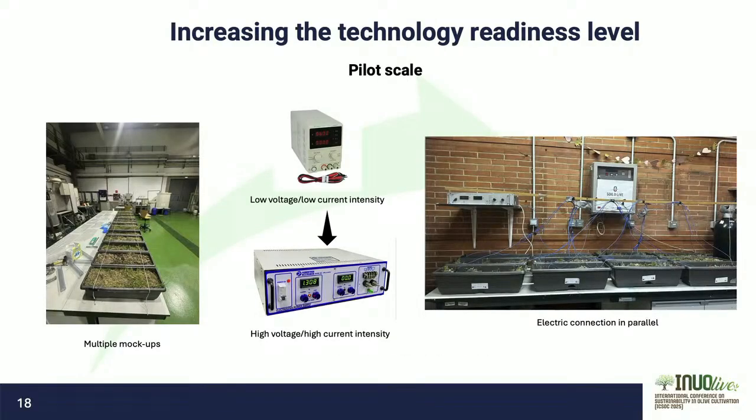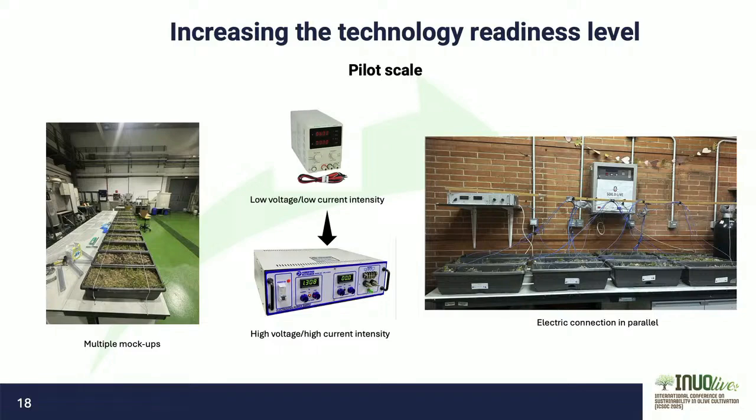So we defined that we can actually use this technology for agricultural soils, so we moved from the lab scale to a pilot scale. In collaboration with some of our colleagues from the University of Jaén in Granada, we tested the technology in real mock-ups. In this case, first of all, we need to change the power supply. Because in the lab you need low voltage and low current intensity, but at bigger scale, you need a power supply with high voltage and high current intensity.